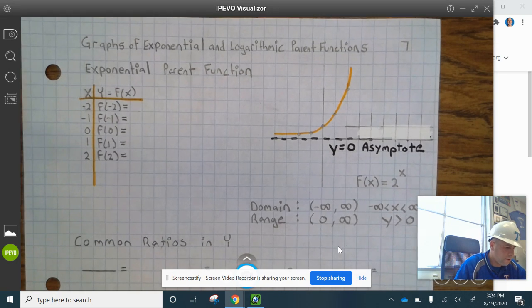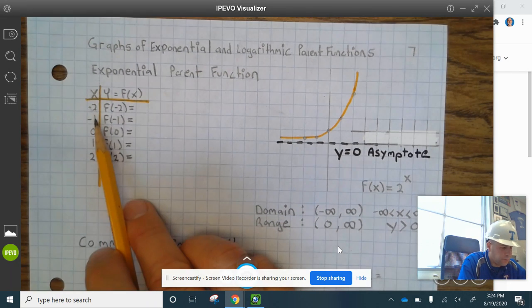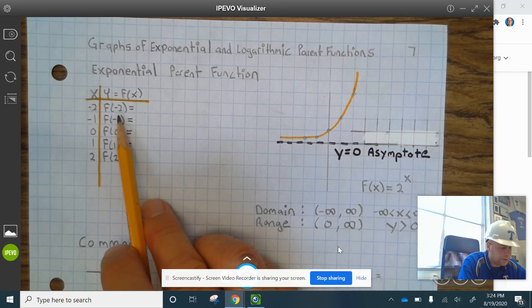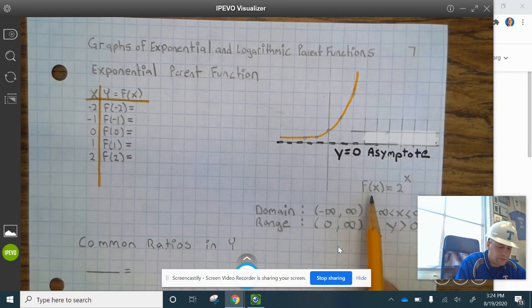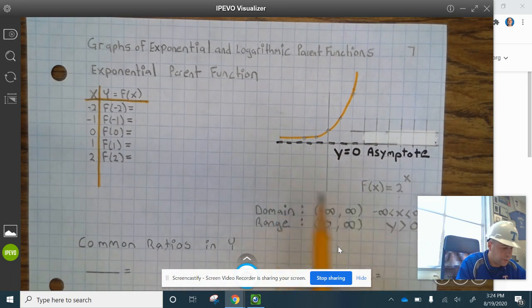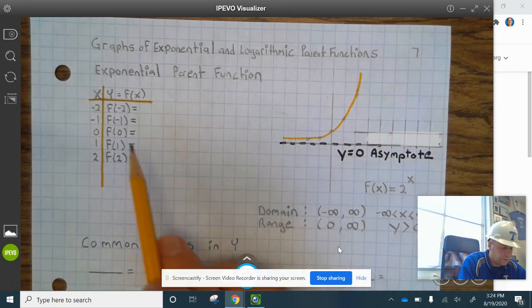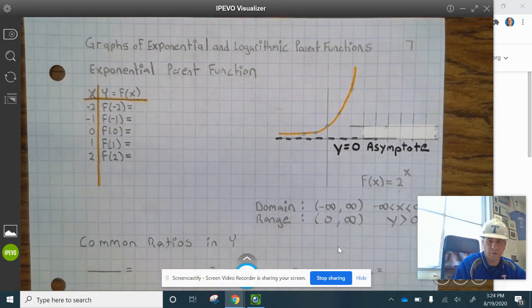All right, first off, you have when x is negative 2, so we need to evaluate f of negative 2. The function is f of x equals 2 to the x. So we're going to plug in negative 2 for x, negative 1 for x, and so on. Let's go ahead and do that.